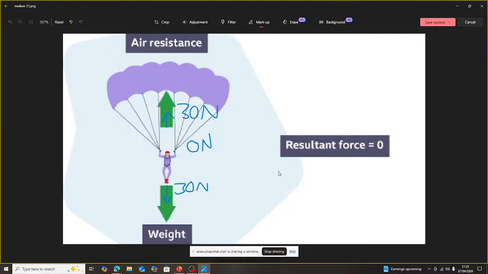There's no resultant force. So what does this finally mean? That he is moving at a constant velocity. Constant velocity, terminal velocity. That's correct.